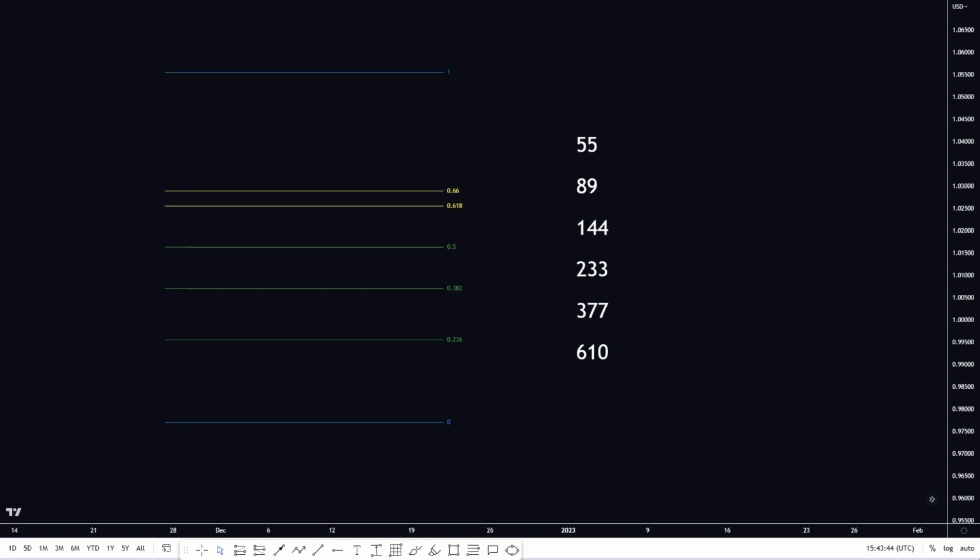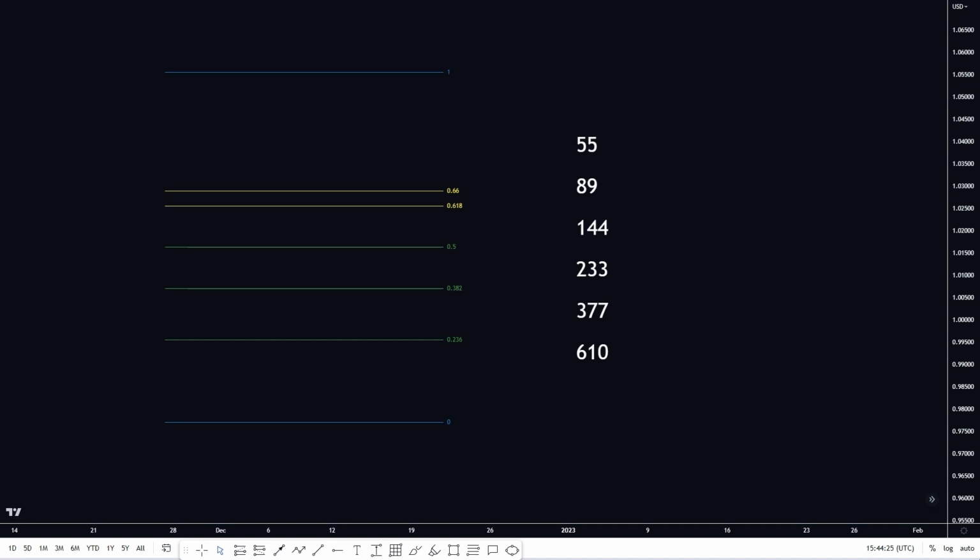Well, Fibonacci numbers are basically numbers in a certain sequence where each number is the sum of the two preceding numbers. For example, on the screen you can see that I've got a number of different Fibonacci numbers: 55, 89, 144, 233, 377 and 610. Now all of these numbers are Fibonacci numbers. This means that every number is the sum of the two preceding numbers. So for example, 144 is the sum of 55 plus 89.